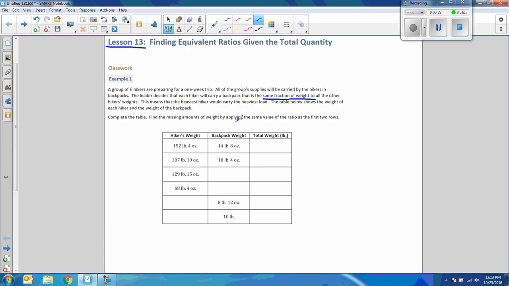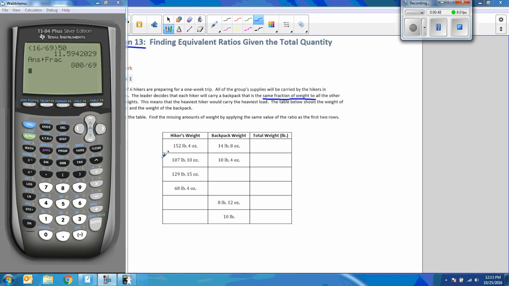The first thing I'm going to do before I answer any of these questions is convert this all into ounces. So I am going to open my calculator. Okay, so here's my calculator. What I want to do is find out how many ounces this is. I could just do it the long way, but I'm going to save time for the video. 152 times 16 ounces per pound is 2,432, and then I have to add this 4 ounces here, plus 4 ounces is 2,436 ounces.